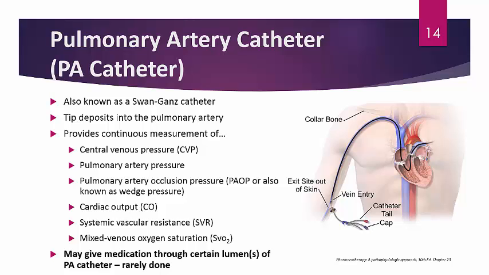The other type of catheter we'll talk about is pulmonary artery catheters, or PA catheters. A PA catheter is also known as a Swan-Ganz catheter. The tip of this catheter actually deposits into the pulmonary artery.